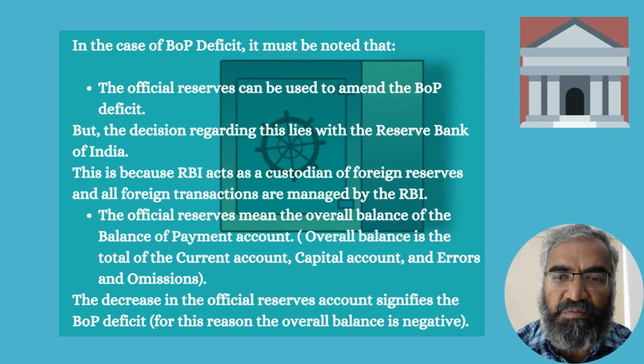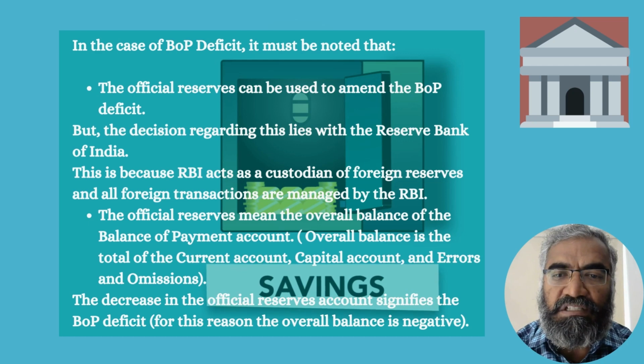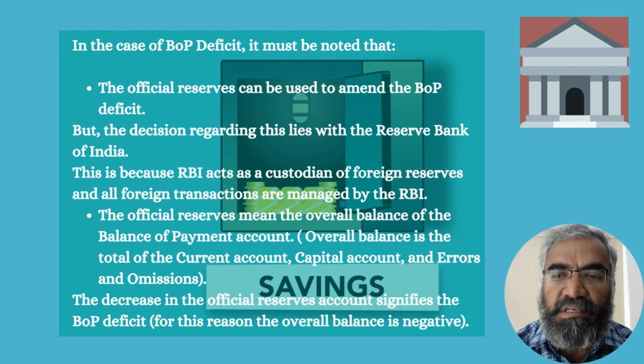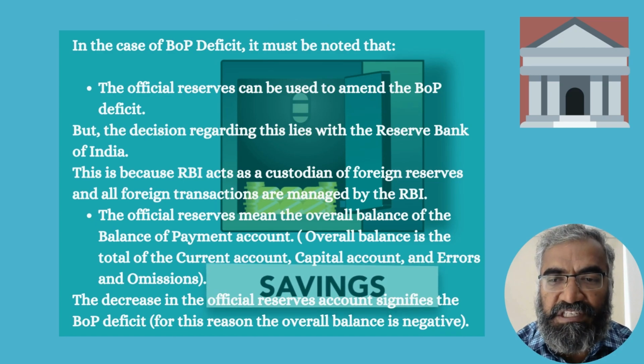The official reserves mean the overall balance of the balance of payment account. Overall balance is the total of the current account, capital account and errors and omissions. The decrease in the official reserves account signifies the BOP deficit. For this reason, the overall balance is negative.